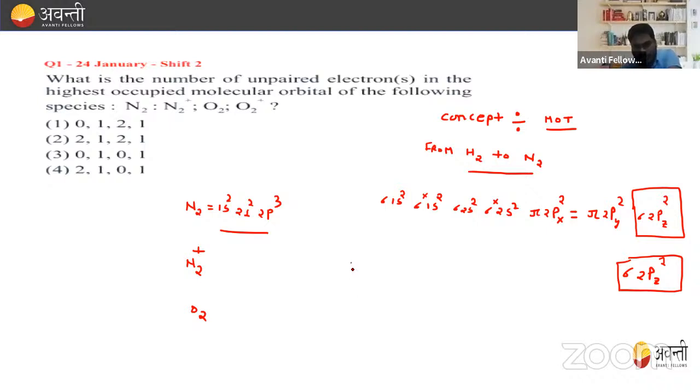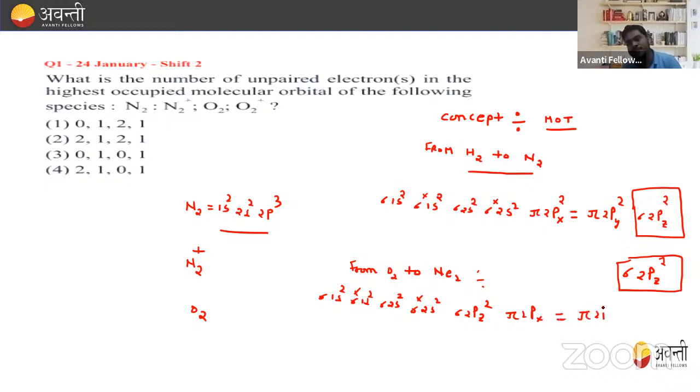Just note one thing: from O2 to Ne2, there is a small change in the electronic configuration. For O2 to Ne2, the electronic configuration becomes sigma 1s2, sigma star 1s2, sigma 2s2, sigma star 2s2, and sigma 2pz comes first. Instead of pi 2px, sigma 2pz comes first, and then pi 2px and pi 2py.